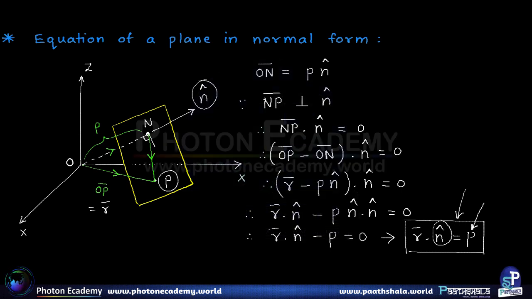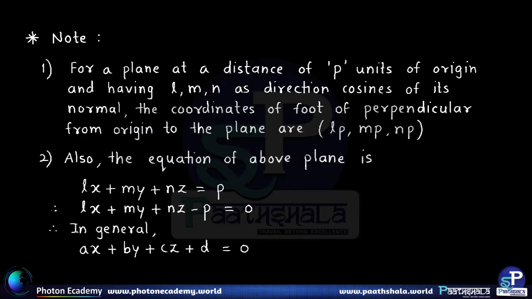So it's the perpendicular distance of the plane from the origin. Alright, so that is the normal form. Now let us elaborate and find out some of the important points that are derived from this particular form. So we move on to the next slide.